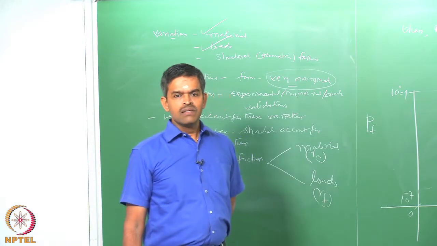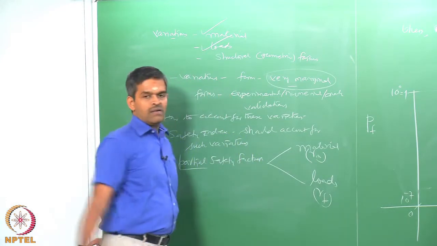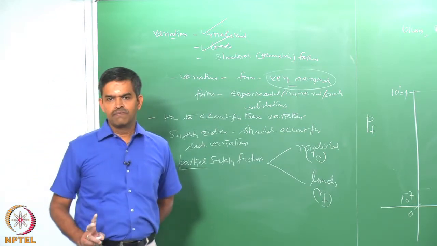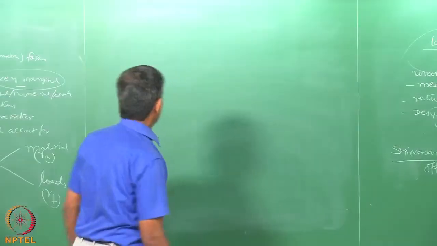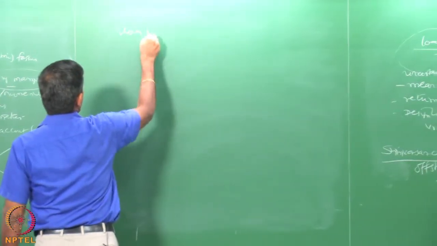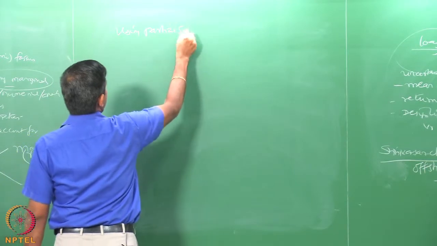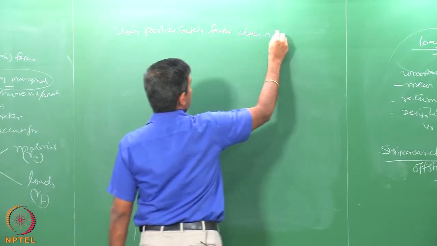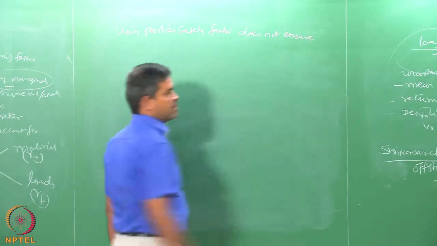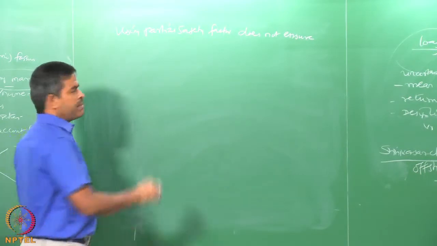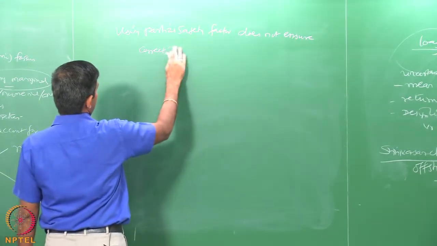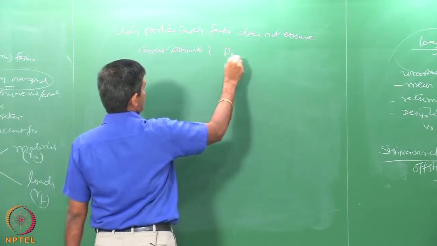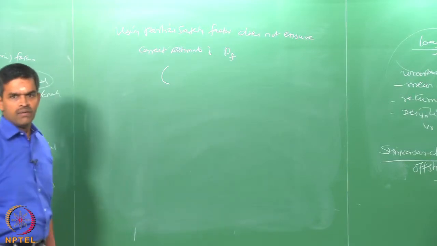But please understand, using partial safety factors does not guarantee an absolute measure of failure probability. Okay? That is very interesting. So, using partial safety factors does not ensure a correct estimate of the probability of failure. It is a very interesting statement.